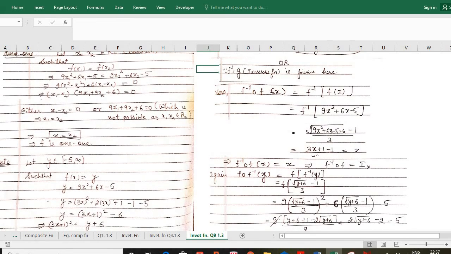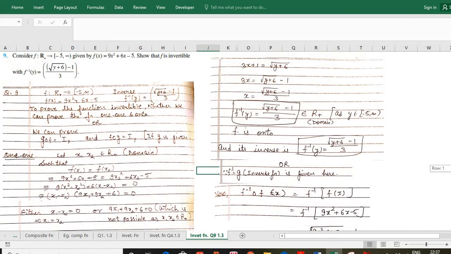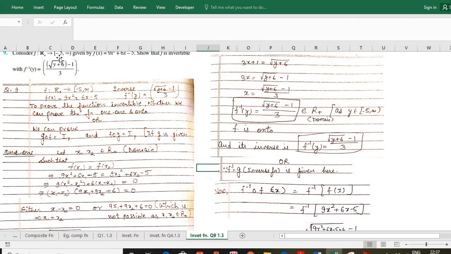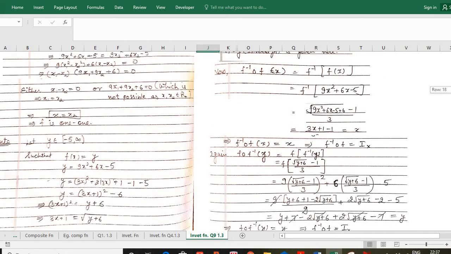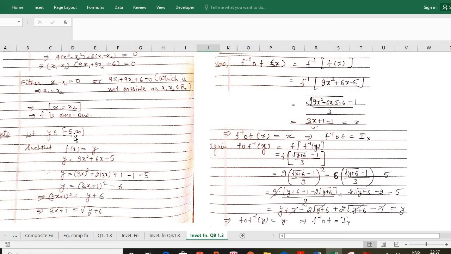So to prove onto, what do we do? We take one element from the codomain. The codomain here is (-5, infinity). Please note that the codomain is (-5, infinity). So I have taken one member from the codomain and substituted f(x) equals y. Then, from the definition of the function, we will solve this equation.